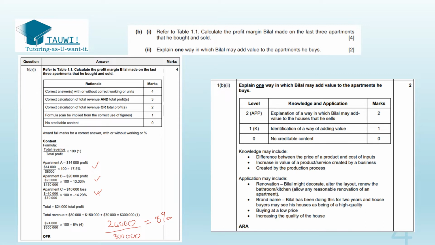And then again, explain one way in which Bilal may add value to the apartments he buys. Okay, now use your own creative mind. If you are buying an old apartment, you would like to add value because now you want to make this a property that someone would like to buy. So added value is your sales price minus raw materials. So he is buying a raw material. He's buying a raw building. To add value, you could add anything. You could add carpet. You could just paint all the rooms.